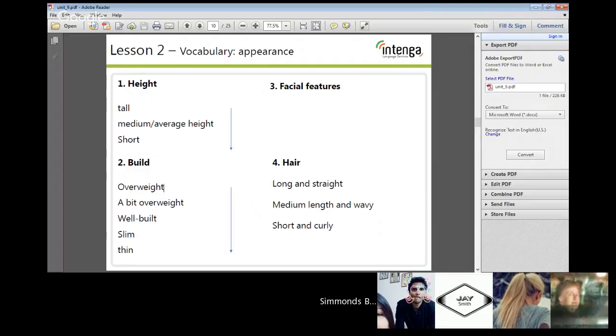All right, any other questions about these vocabulary words? Anything that you want to talk about? I mean, there's many different builds that people can have, but again, these are just the basics. Okay. No? No more questions. Okay.